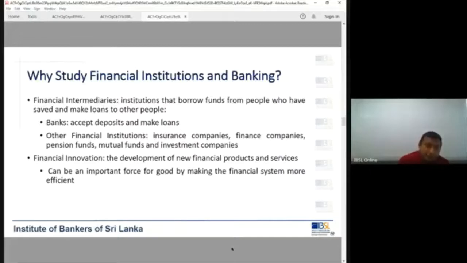When you produce such a financial innovation, you also require some acceptance, in the form of some basic foundational background. That background is established through this type of program. So financial innovation, that is the development of new financial products and services, is also one of the purposes of this type of program, why you want to study these things. This financial innovation can be a very important force for good by making the financial system more efficient. That's why I was telling, generally you see fixed interest rate financial assets.